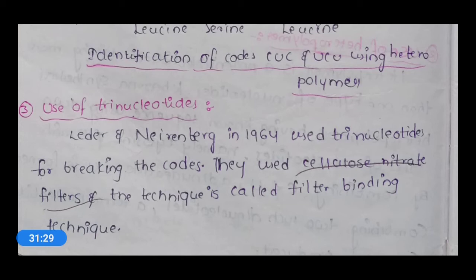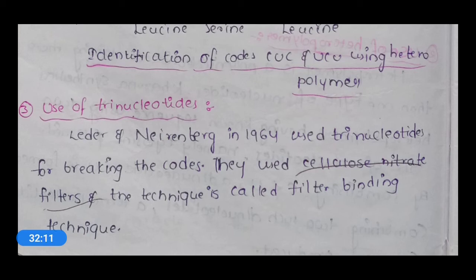As we say, if any experiment or any new invention is done, we call it a breakthrough experiment. So in that expression the word breaking is used here. Leder and Nirenberg, in the year 1964, used trinucleotides for the identification of triplet codons, and for this they used cellulose nitrate filters. The technique they used is the filter binding technique.